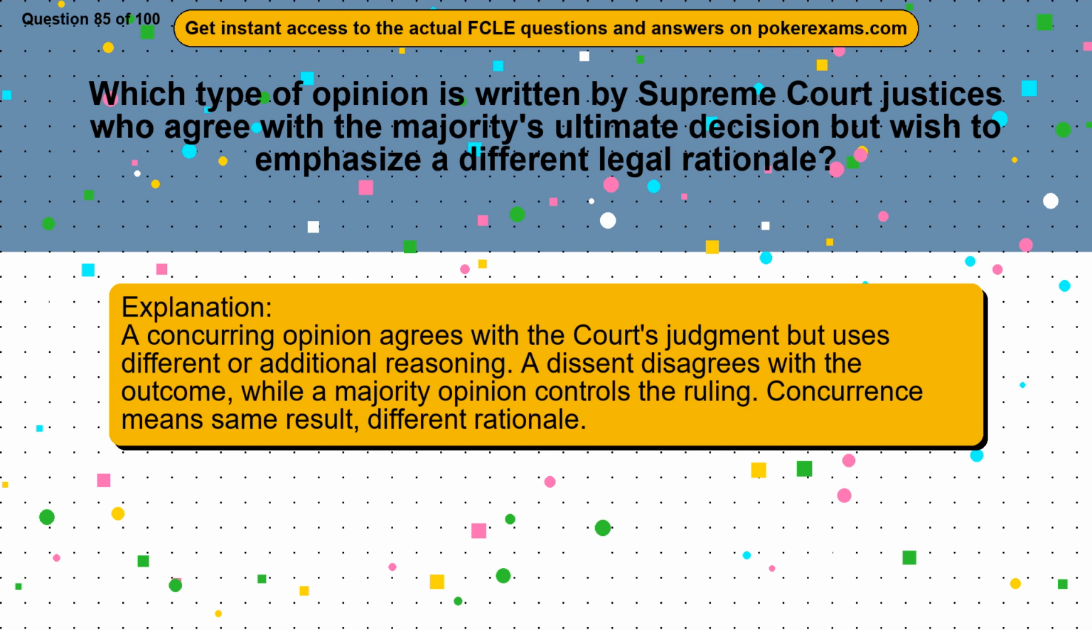A concurring opinion agrees with the court's judgment but uses different or additional reasoning. A dissent disagrees with the outcome, while a majority opinion controls the ruling. Concurrence means same result, different rationale. Question 86.